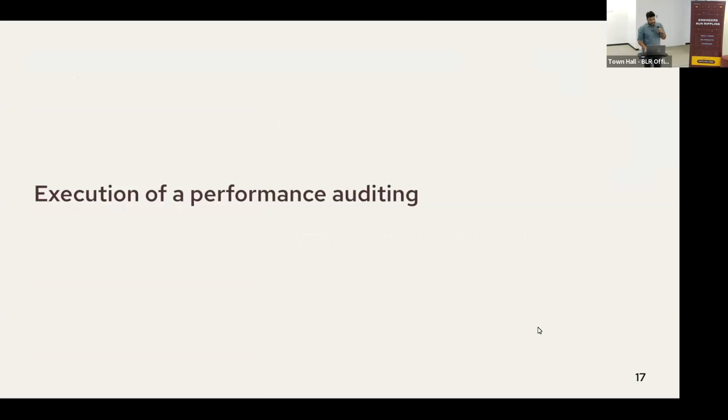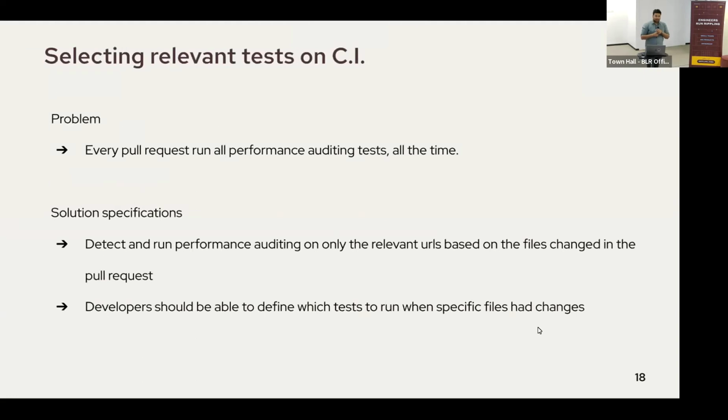So now, let's talk about the execution of performance auditing. One problem which I was talking about earlier: in Rippling, we have 30 modules and 30 different teams, so we want to keep it separate. First thing is that we don't want to maintain a separate config for each module, so we decided to have a single config. Now in the single config, we don't want to run all the URLs.